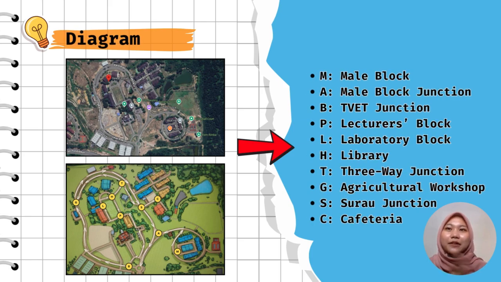Alright, for the diagram, these are all the locations that we included in our graph. We have M for mail block, A for mail block conjunction, B for TVET conjunction, P for lecturers block, L for laboratory block, H for library, T for three-way conjunction, G for agricultural workshop, S for surau conjunction, and C for the cafeteria.